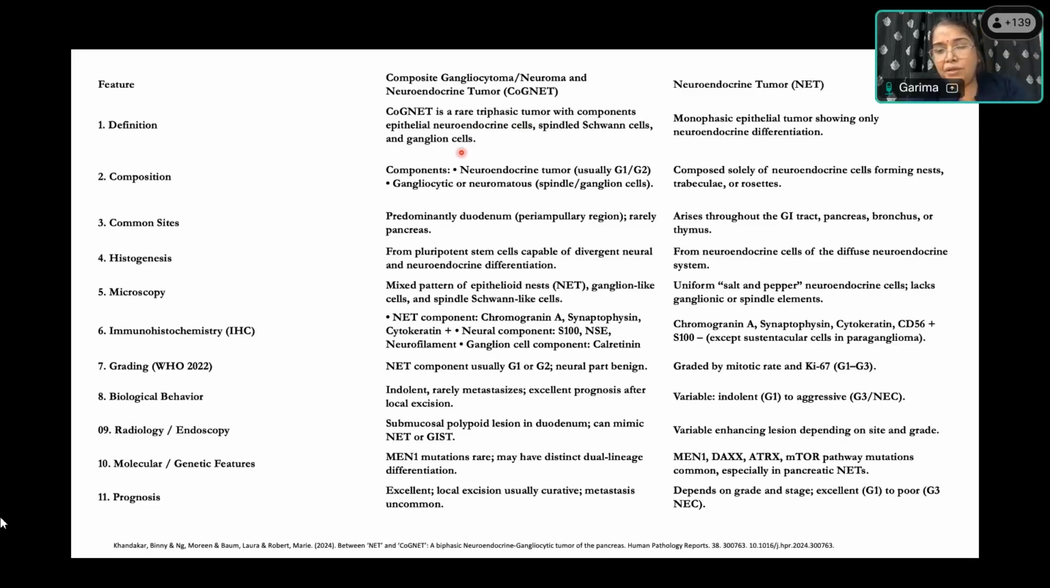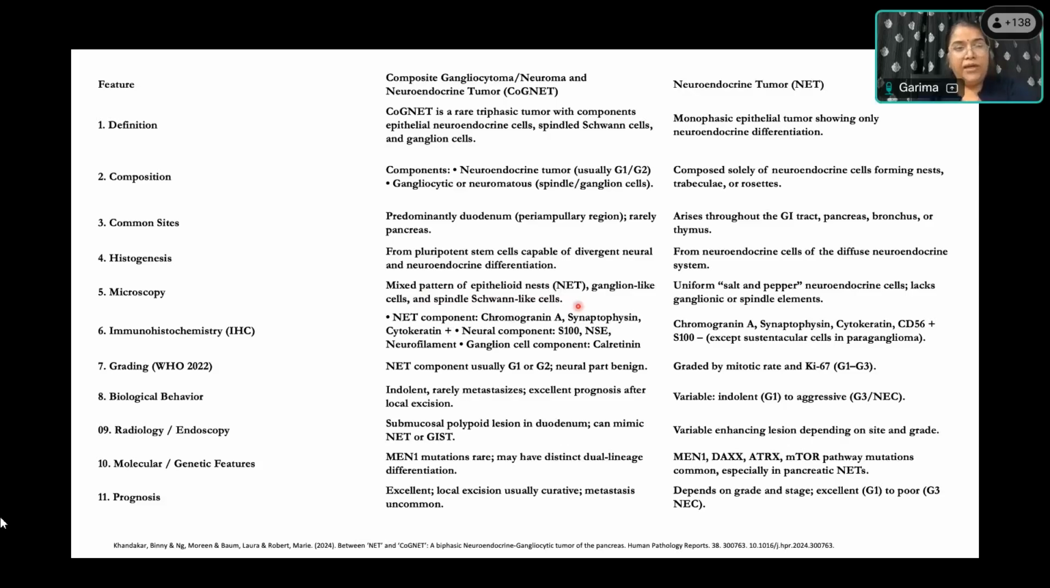What is the difference between a neuroendocrine tumor and a paraganglioma? Paraganglioma is a non-epithelial tumor, whereas neuroendocrine tumors are epithelial tumors. So CK would be positive in a neuroendocrine tumor, CK will not be positive in paraganglioma. So the earlier term for this tumor was gangliocytic paraganglioma. These are the components: neuroendocrine tumor, gangliocytic component, and a neuromatous component. This predominantly involves the duodenum and rarely the pancreas. So you will see nests of epithelioid cells, ganglion cells, and spindle Schwann-like cells.